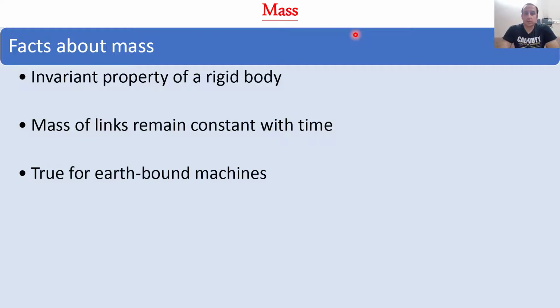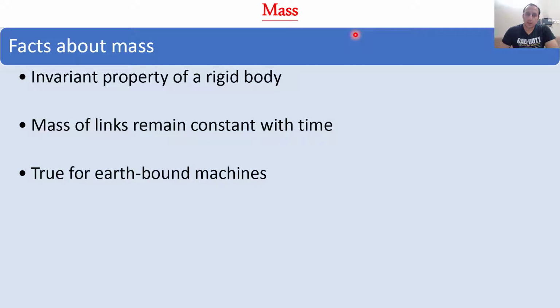The things we are talking about, in which the mass of a system is constant, are true for all the machines and mechanisms which are manufactured or designed to be used on the face of the earth, on the surface of the earth. Because if we go beyond the earth, what will happen? The gravitational constant will change, and that will change the weight.